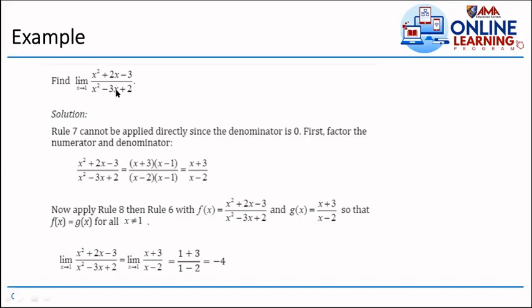Minus 3 multiplied by 1 is 3. So 1 minus 3 is negative 2, plus 2, so we have 0. So by this time, your denominator is equal to 0. So what we're going to do, we're going to factor both the numerator and denominator. So we have x squared plus 2x minus 3, and x squared minus 3x plus 2. Okay? So as I said earlier in the quotient rule, there must be a common factor between your numerator and denominator so that they cancel.